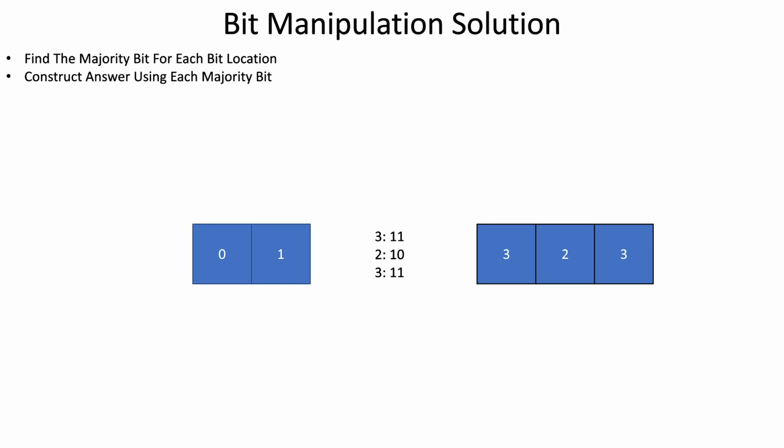Then we look at the first index. The most frequent bit is 1, so we set 1 as the second bit. Our result is the binary number 1, 1, or 3, and we see that 3 is the correct answer. We can easily check the most frequent bit by counting the number of 1s and counting the number of 0s and checking which one is greater.